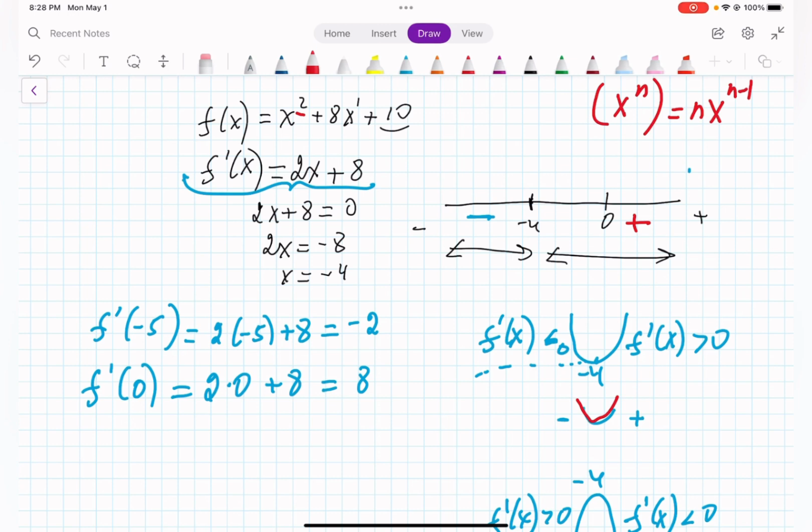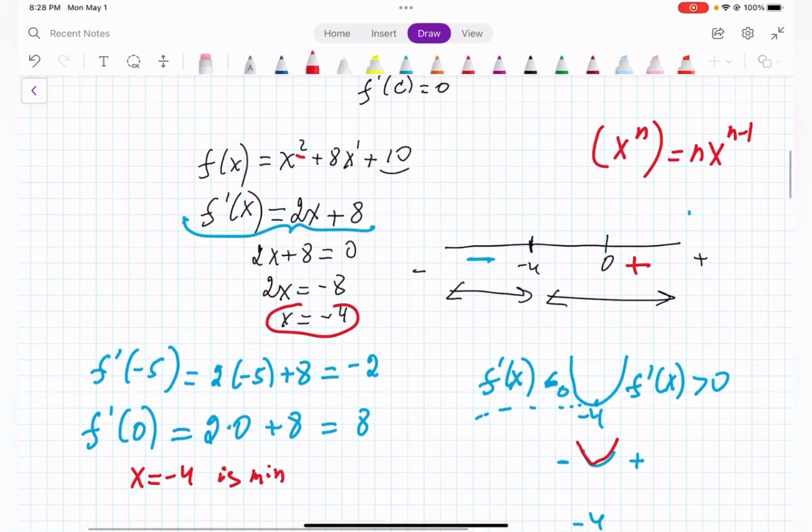So it is going to be a minimum. All right, so x equal to -4 is a minimum. Well, let's see now which f of x, which y, is going to match -4.